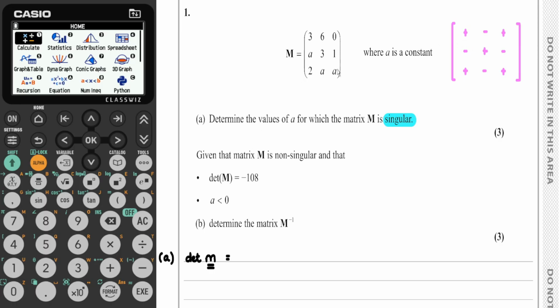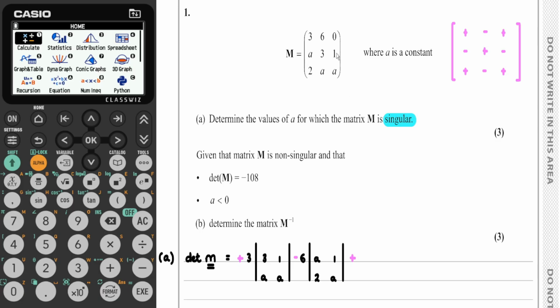We have plus 3, and then we cover up the first row and the first column, and we take the determinant of what's left over. That would be 3, 1, a, a. Then we have minus 6, and then we cover the first row and the second column, and we take the determinant of what's left over. That would be a, 1, 2, a.